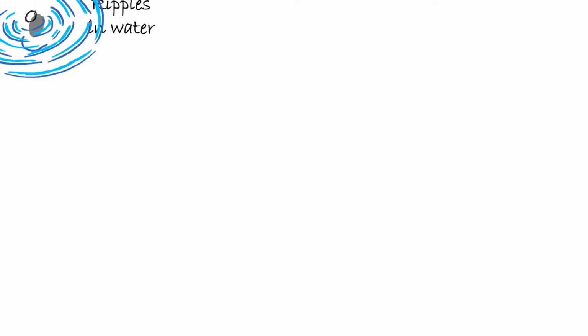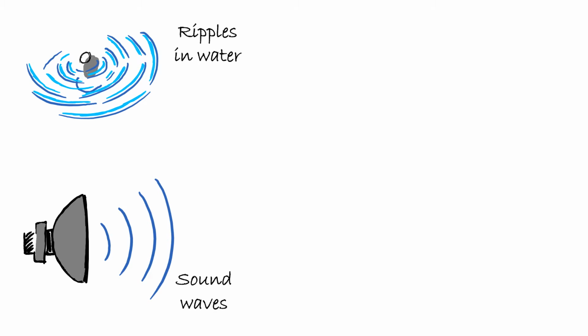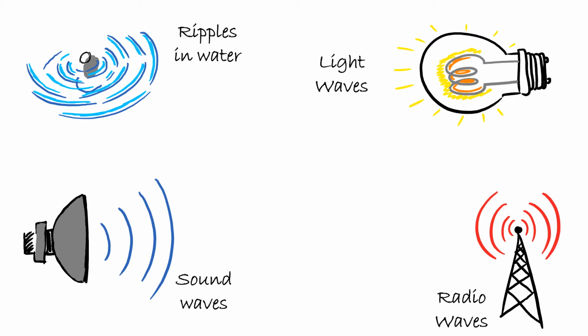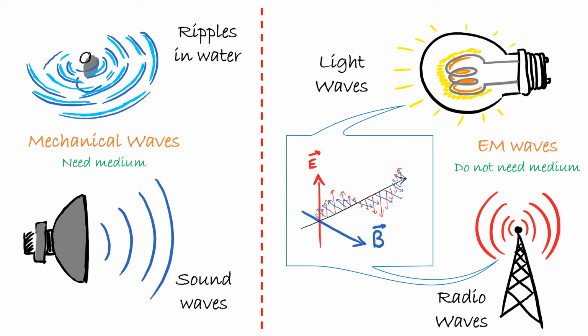Examples include the ripples which are created on water when you throw a pebble into it, to sound waves, which is why you're able to hear me right now, to radio waves, and right up to light waves, which allow you to see. There is, however, a very important concept to be addressed here. The waves on the right-hand side of the screen, that is the light waves and radio waves, are electromagnetic waves, whereas those on the left-hand side are mechanical waves. Mechanical waves do need a medium for propagation, whereas the electromagnetic waves or EM waves do not need a medium for propagation. That's all you need to know right now. For now, we will be focusing on mechanical waves with more emphasis on sound waves.